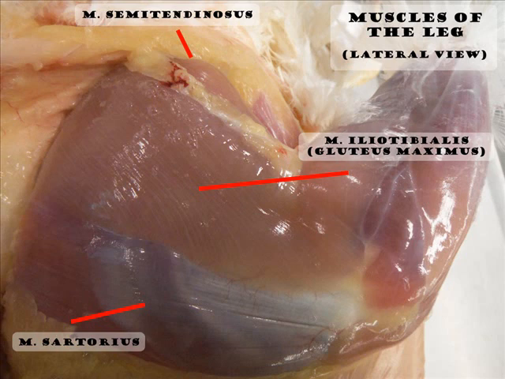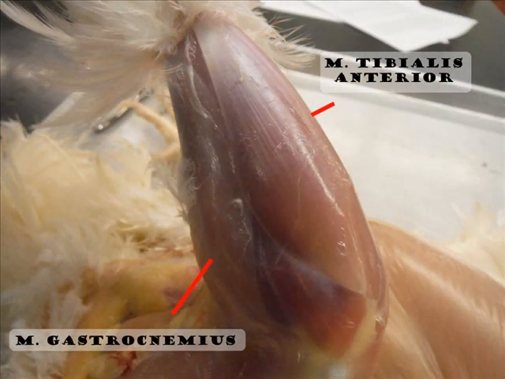The sartorius muscle is a long, thin band of muscle that lies on the anterior border of the thigh. It is responsible for flexing the hip and extending the knee. The semitendinosus muscle contracts to extend the thigh. The tibialis anterior muscle flexes the tarso-metatarsus forward. The gastrocnemius muscle is responsible for flexing the knee and extending the foot.